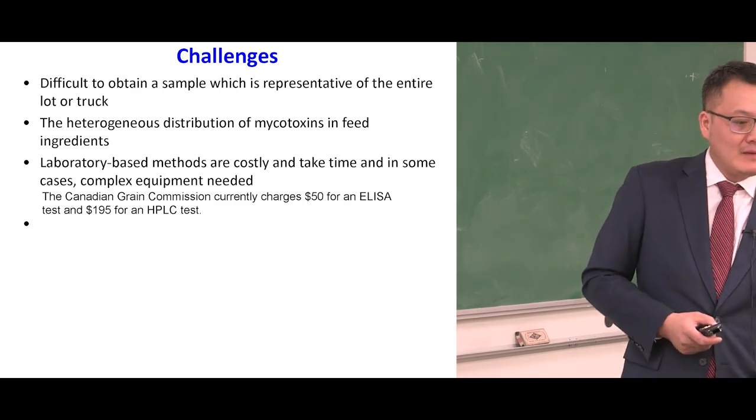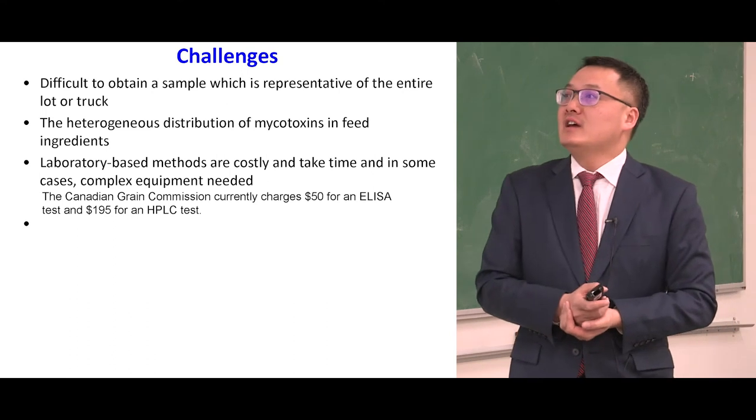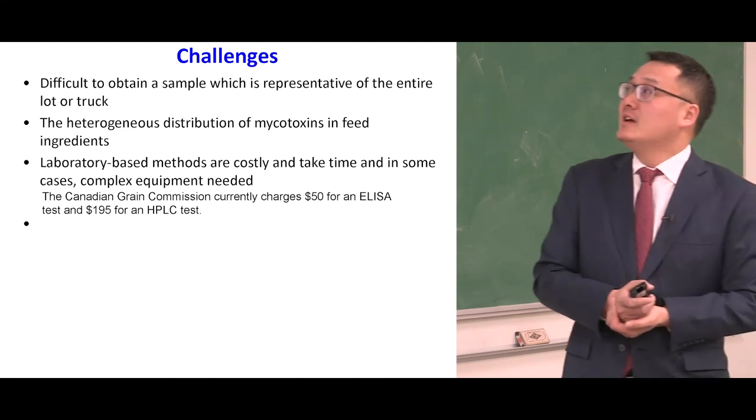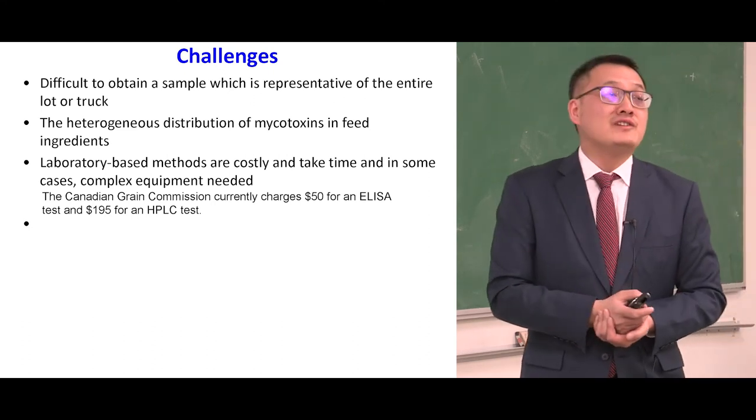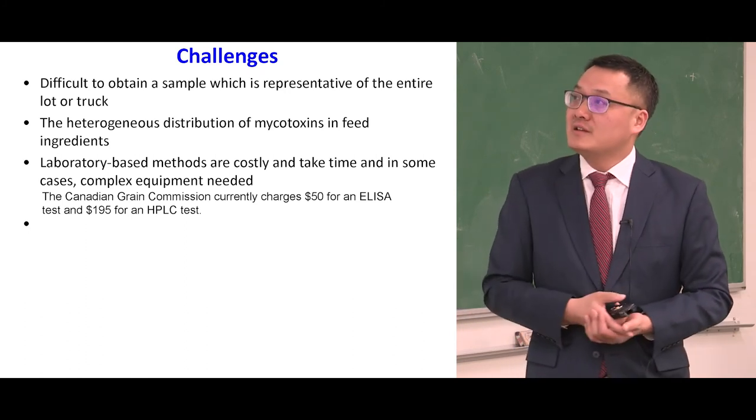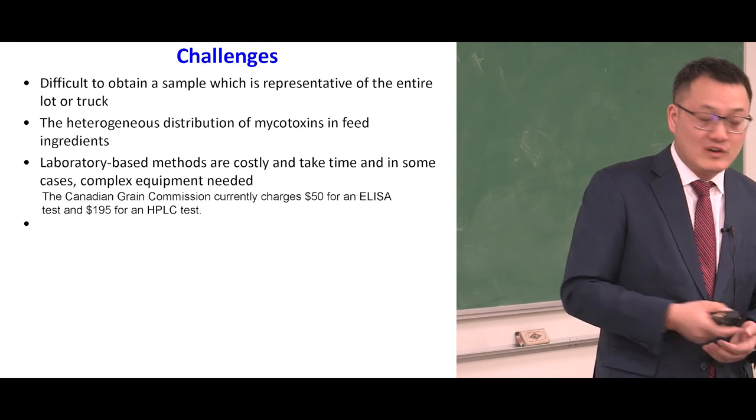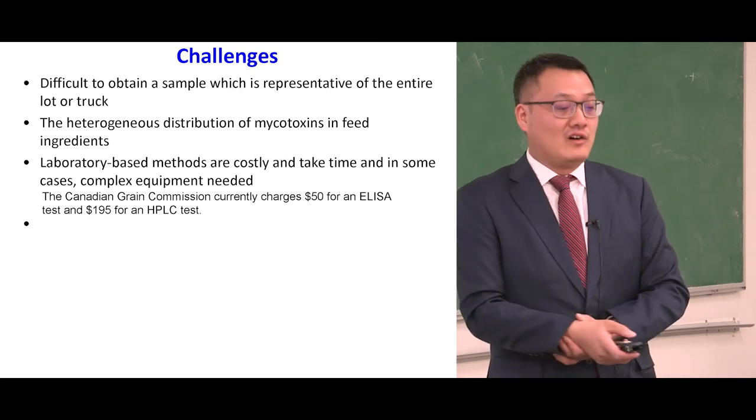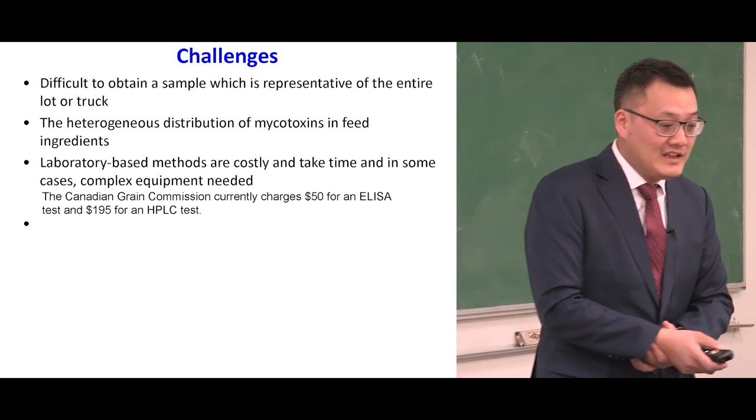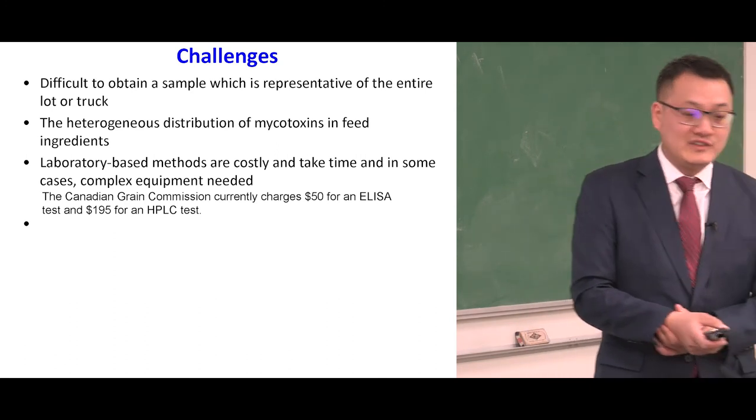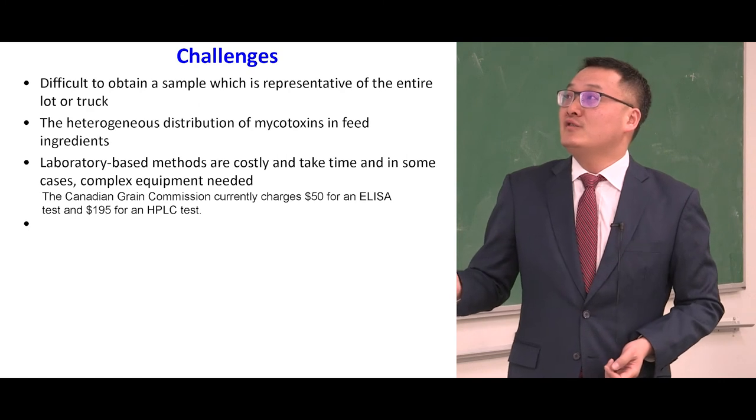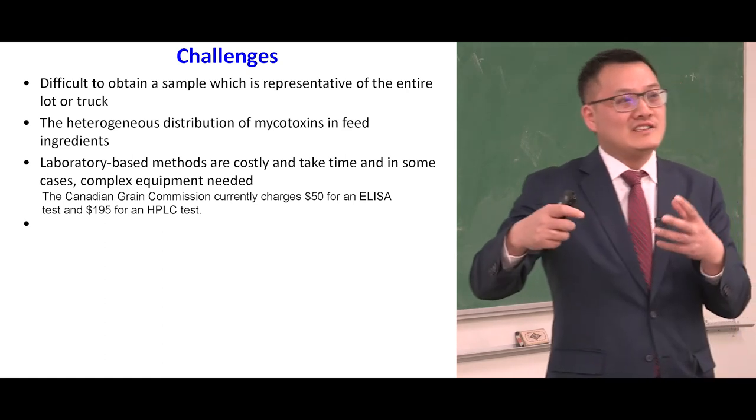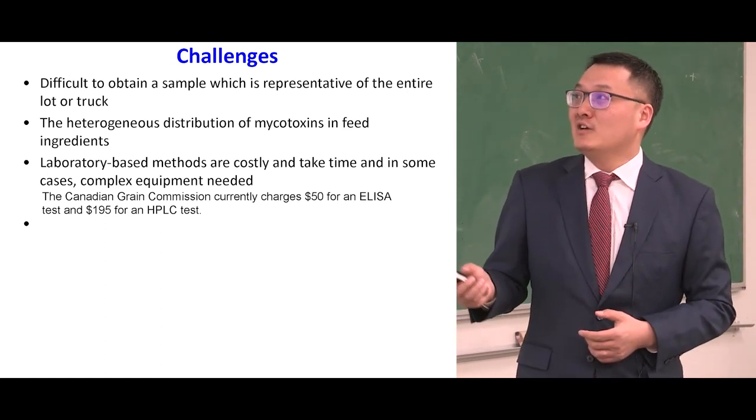Another one is that laboratory-based methods, that is ELISA, HPLC and LC-MS, are very costly and take time as well. In some cases, complex equipment is needed. For example, the Canadian Grain Commission currently charges $50 per sample for ELISA and $195 for the HPLC test. So it's quite expensive. If you want to get more accurate information from your feed ingredients, you have to take more samples, increase the size of the sample, and then the detection cost increases.